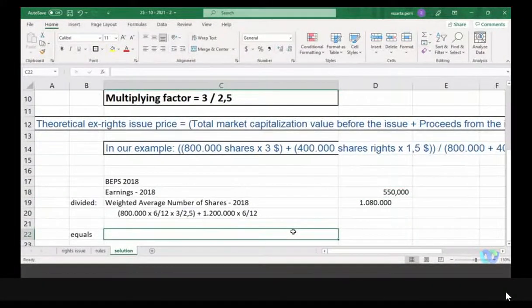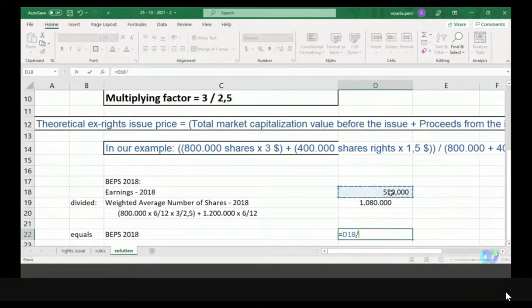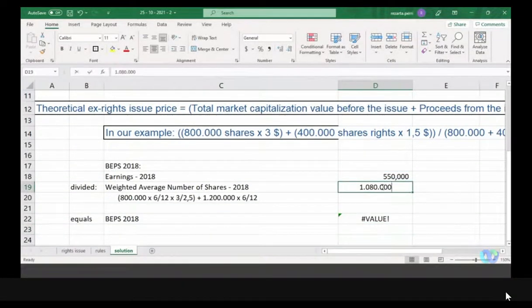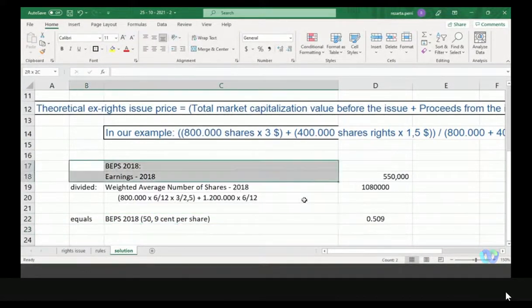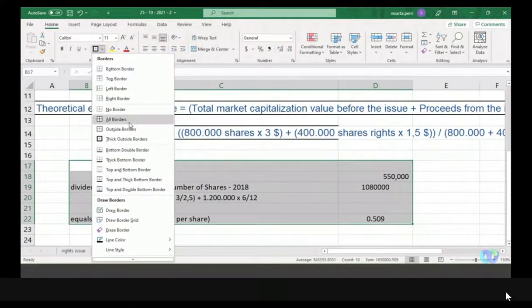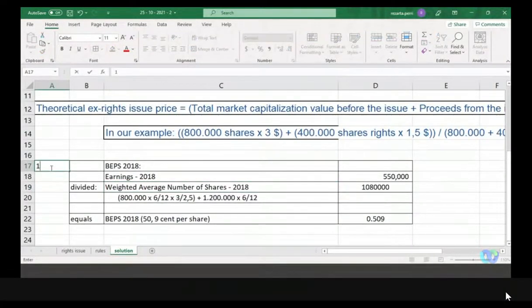Again, that means that the basic earning per share for 2018 is simply the ratio between two amounts, and this is the value of the basic earning per share for 2018. I'm putting in brackets the representation in monetary value, 50.9 cents per share in 2018. So again, let's have this in the form of a simple table to represent all the necessary calculations. Okay, this is the first requirement.